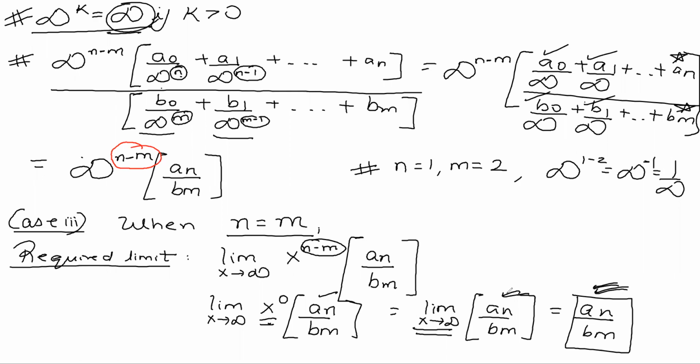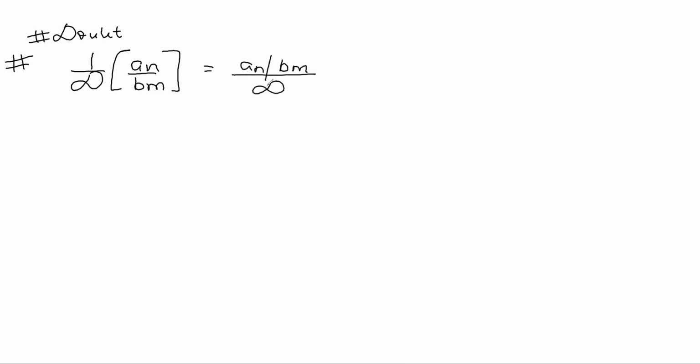No, you can write it like this. Basically, I'm answering your doubt. 1 upon infinity into an by bm. Answering your doubt, we can write it like this: an by bm divided by infinity, and anything upon infinity is 0. Okay. Yes, sir. I knew that this doubt will come, so I hope now this is understood.